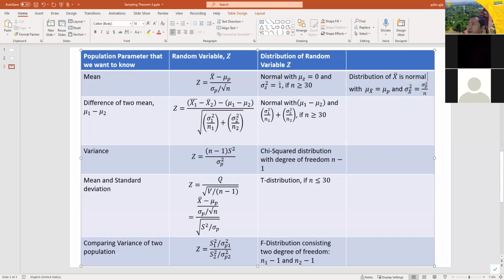Yeah, Z is normal, x bar is also normal. Z is normal with mu equal to 0 and standard deviation of Z is 1. And how about x bar? X bar is also a random variable and the distribution is also normal if n is greater than 30, with mu x bar equal to the population mean and standard deviation of x bar equal to the population standard deviation divided by the square root of the number of samples. Something like that. Okay. From the first row, are there any questions?